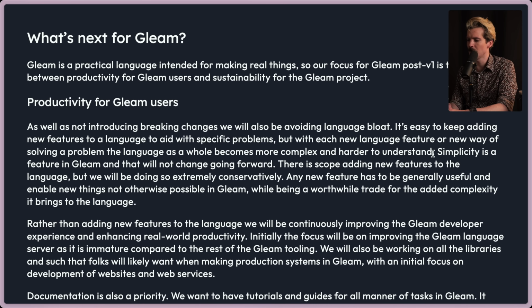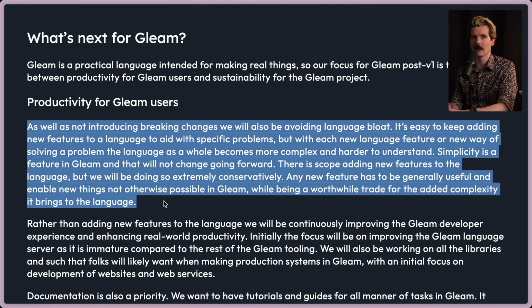It's easy to keep adding new features to a language to aid with specific problems. But with each new language feature or new way of solving a problem, the language as a whole becomes more complex and harder to understand. Simplicity is a feature in Gleam, and that will not change going forward. There is scope for adding new features to the language, but we will be doing so extremely conservatively. Any new feature has to be generally useful and enable new things not otherwise possible in Gleam, while being a worthwhile trade-off for the added complexity it brings to the language. I like that they're calling this all out early. Like, here is how we're thinking of what to and not to add to our language.